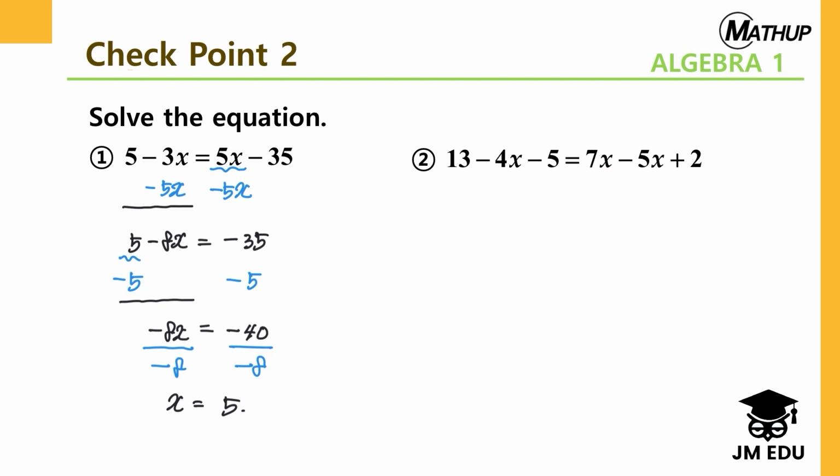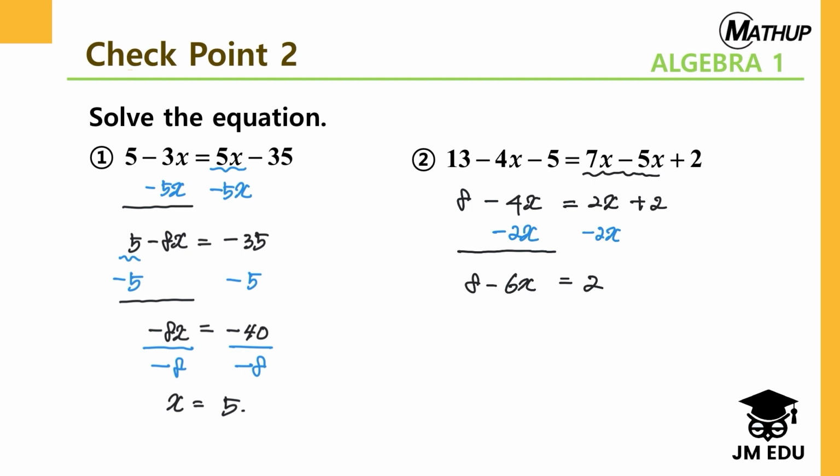So let's do that. So 13 minus 5, that's 8. And we have a 4x is equal to 7x minus 5x, that's 2x. And we have 2 here. Now, we're going to eliminate this 2x by subtracting 2x on each side. So 8 minus 4x minus 2x, that's going to be 8 minus 6x is equal to 2x, cancels out, and we only have 2 here.